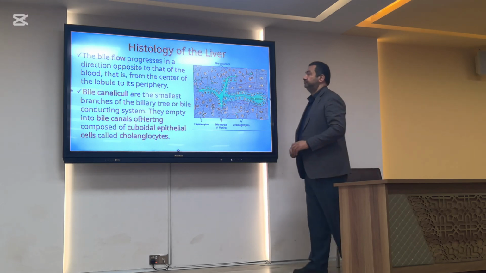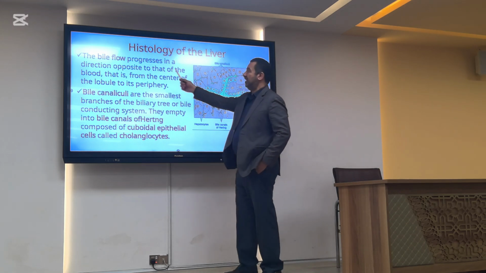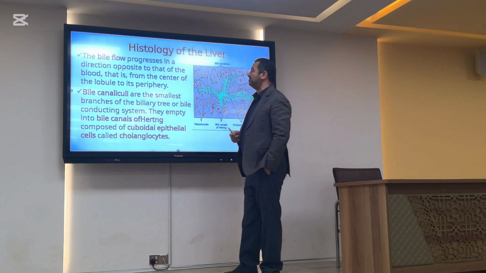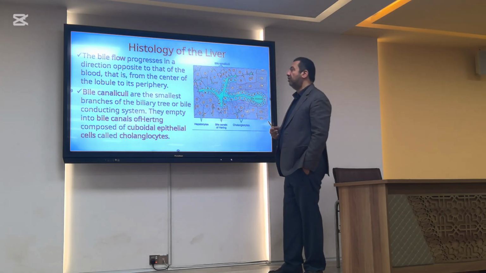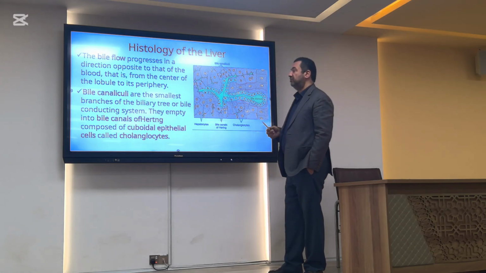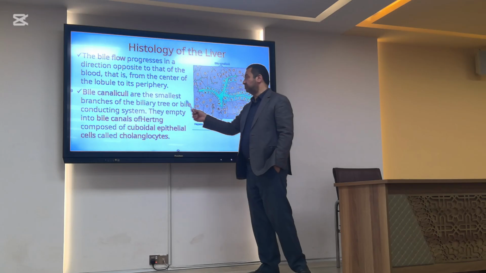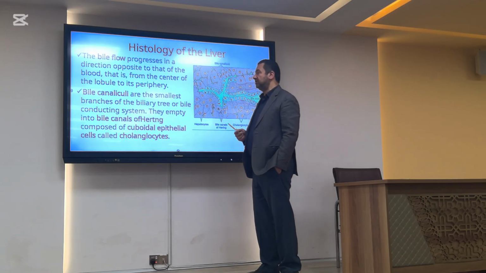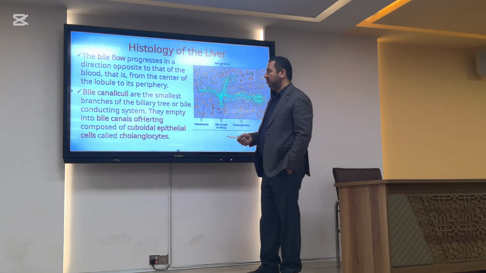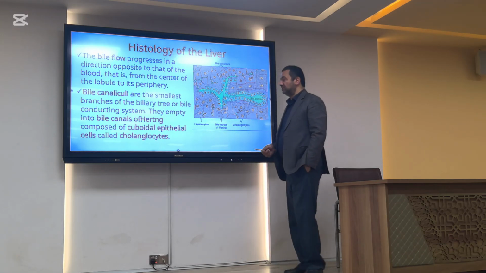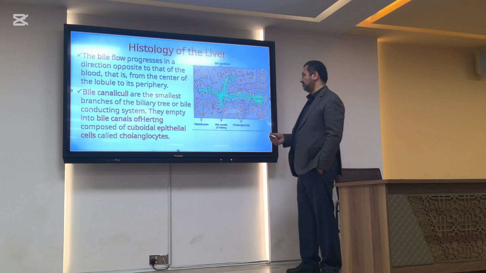Bile flow progresses in a direction opposite to that of the blood, that is from the center of the lobule to its periphery. Bile canaliculi are the smallest branches of the biliary tree or bile conducting system. They empty into bile canals of Hering composed of cuboid epithelial cells called cholangiocytes.